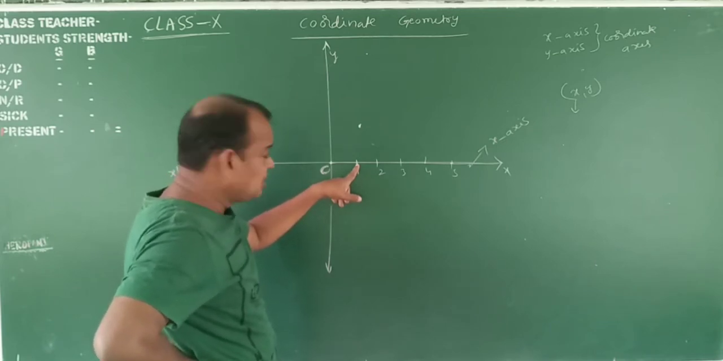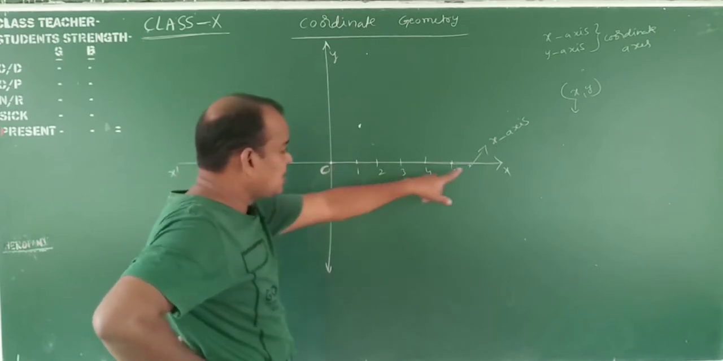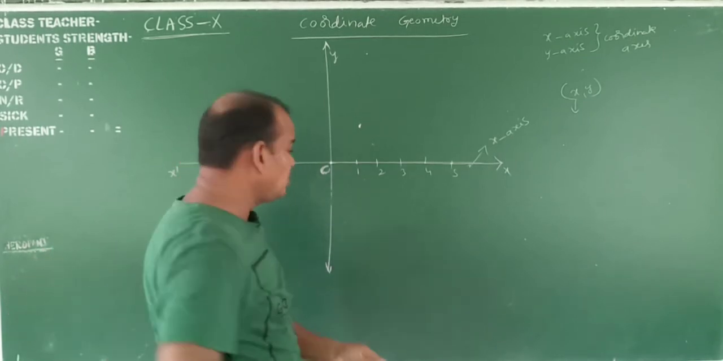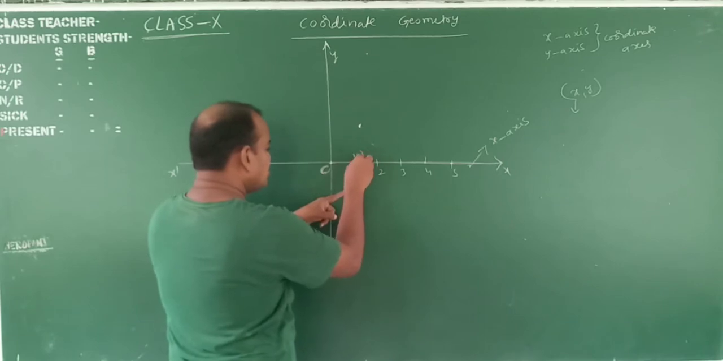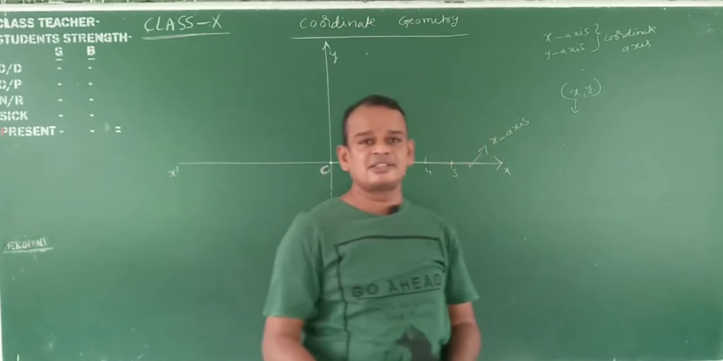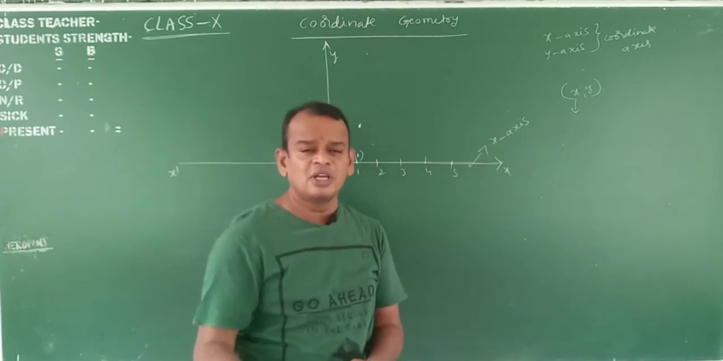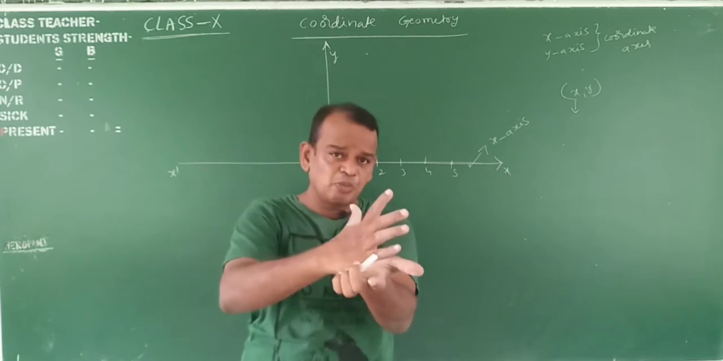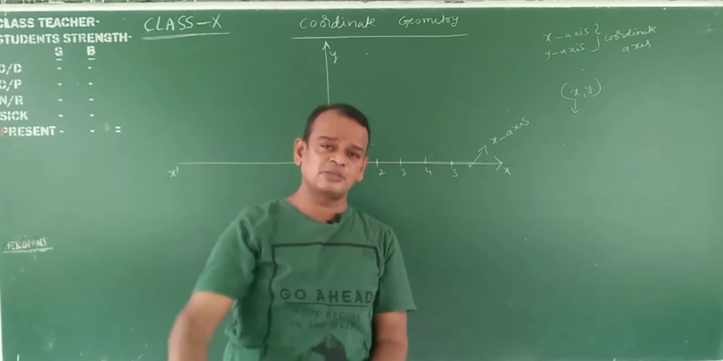In this one, from here to here the distance is 1. What is the meaning of that? The distance is 1 means the point lies on the x-axis. Whenever a point lies on the x-axis, the y-coordinate must be equal to 0. What about this? (1, 0). The point lies on the x-axis means y equals 0. If a line cuts the x-axis, the intersecting point lies on the x-axis, so y is equal to 0.